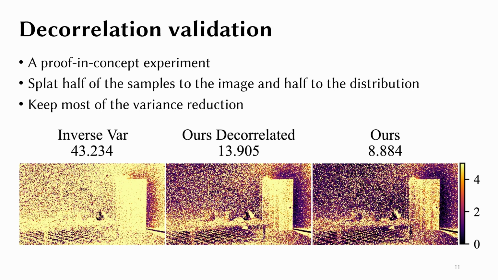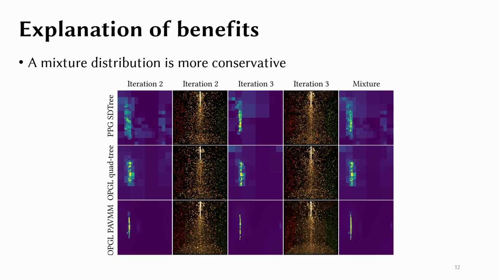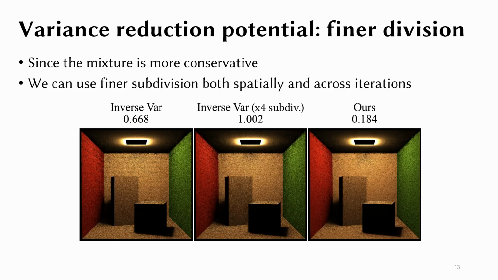So where does the variance reduction come from? Well, note that we are essentially using a mixture distribution to weight samples, and a mixture distribution is usually more conservative. Thus, this process essentially denoises the distributions and the sample weights, although we didn't change anything about the sampling process. In addition, a mixture distribution leads to further variance reduction potential. Since the mixture is more conservative, we can use finer subdivisions, both spatially and across iterations. And this indeed leads to higher distribution quality and lower rendering variance.